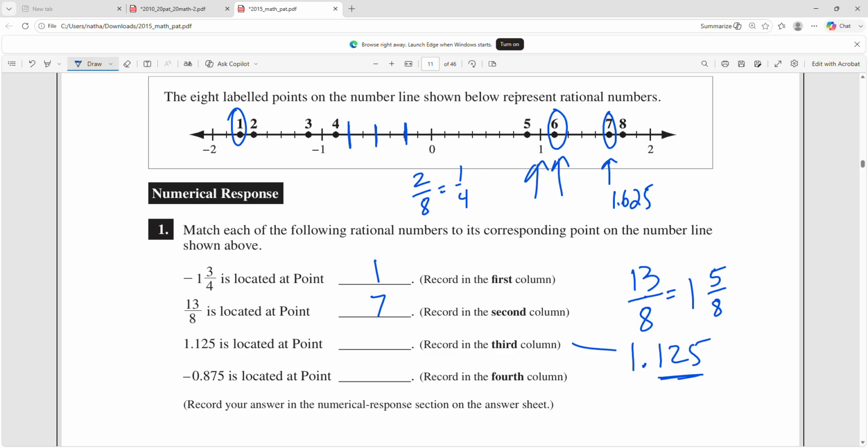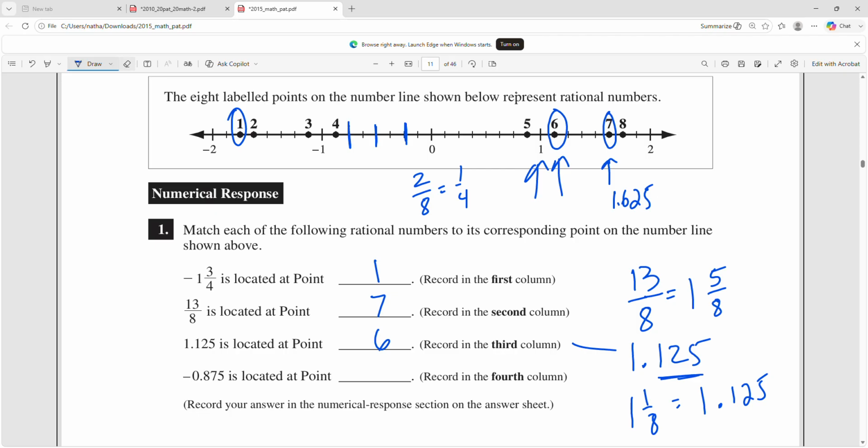We also know that's 1/8 past 1. So that mark there is 1 and 1/8. And if you divide 1 by 8 in your calculator, you're going to find out that 1/8 is indeed 0.125. So that would give us 1 and 1/8. Okay, so our next point is number 6.